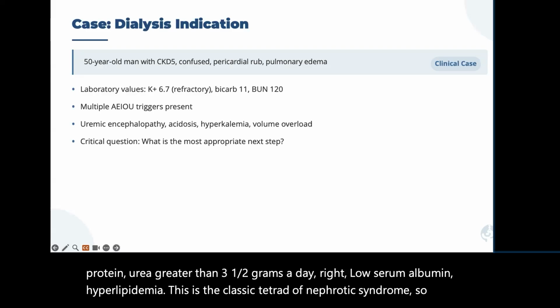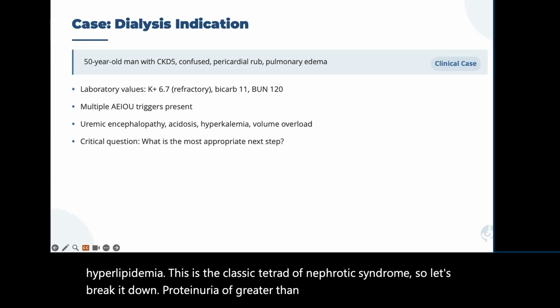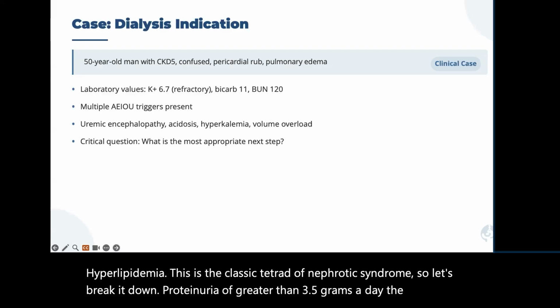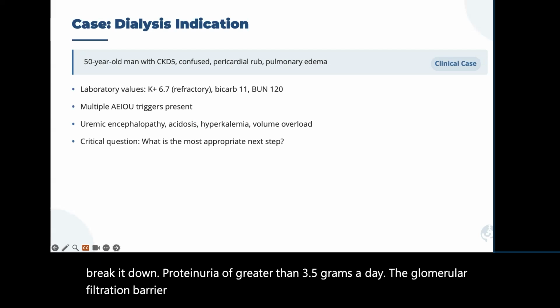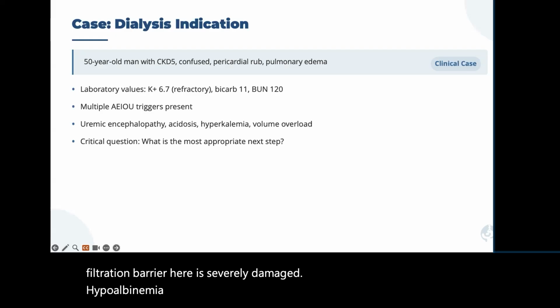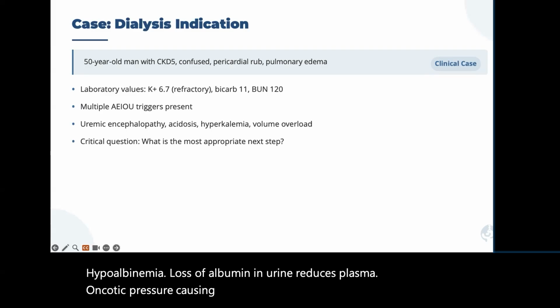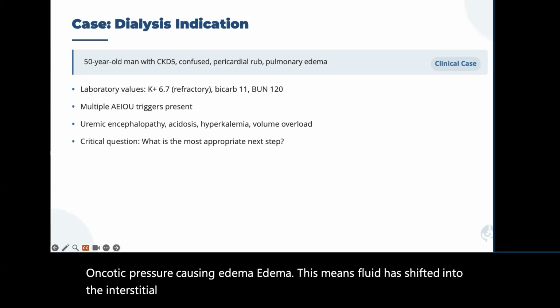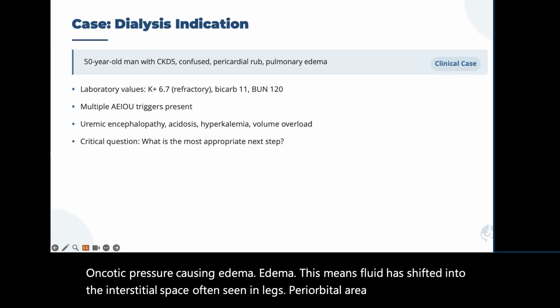So let's break it down. Proteinuria of greater than 3.5 grams a day: the glomerular filtration barrier here is severely damaged. Hypoalbuminemia: loss of albumin in urine reduces plasma oncotic pressure, causing edema. Edema means fluid has shifted into the interstitial space, often seen in the legs, periorbital area, or as ascites.